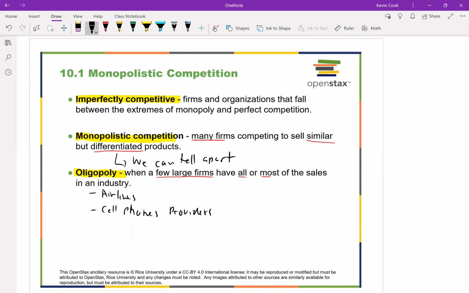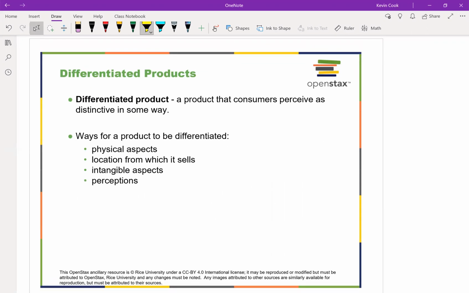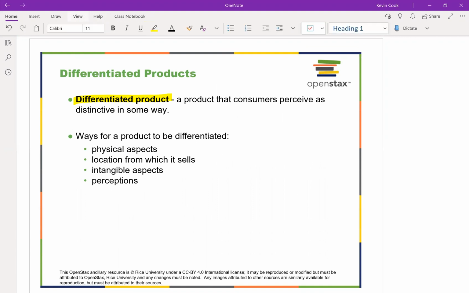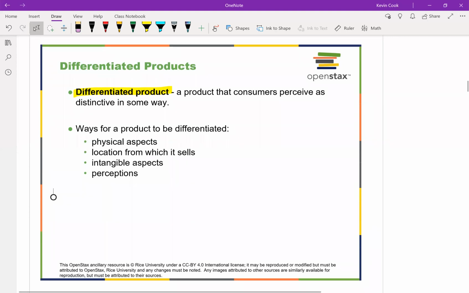So that's the two big things we're looking at: monopolistic competition and oligopoly. The big thing we talked about was having a differentiated product. That is, how can we, excuse me, really quick. All right. So when we think about this differentiated product, what we're seeing is we as consumers may perceive the goods in different ways. And we have four main ways that this can happen. We'll dive through them really quick.